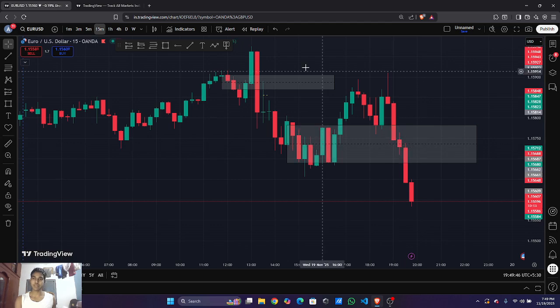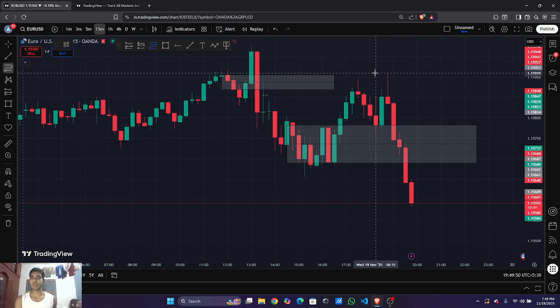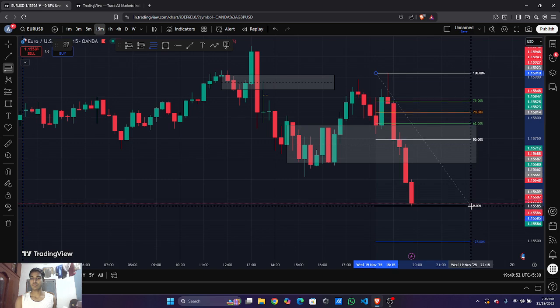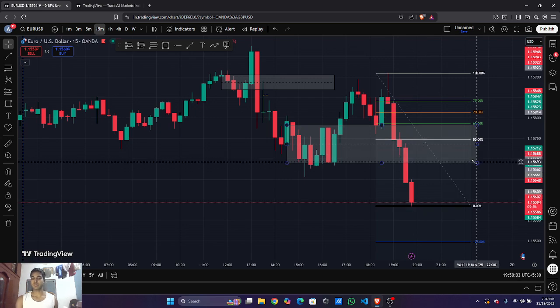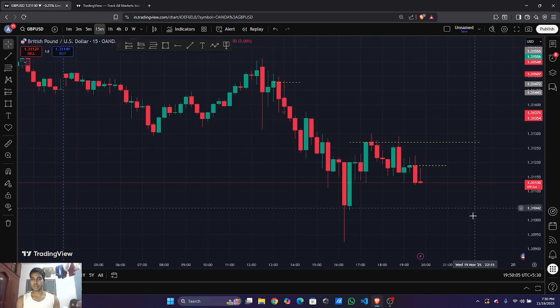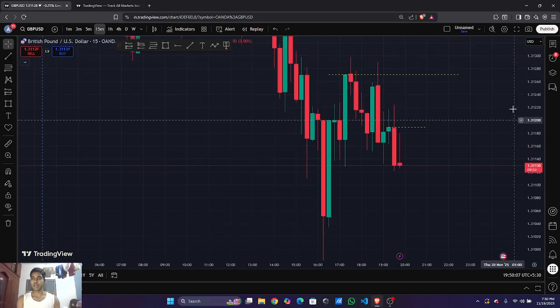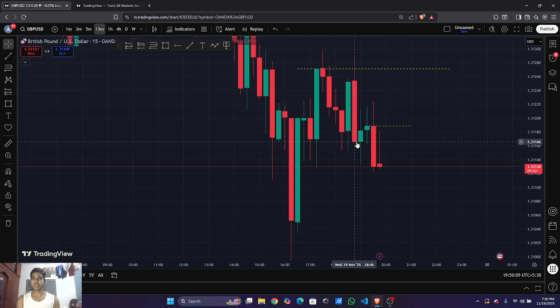I like the displacement, but I need a retracement first, at least to this zone. When it comes to that zone, then I need at least a 3-minute break of structure or 5 because these are fair value gaps. So we are also bearish in GBP, it has already tested this order block.